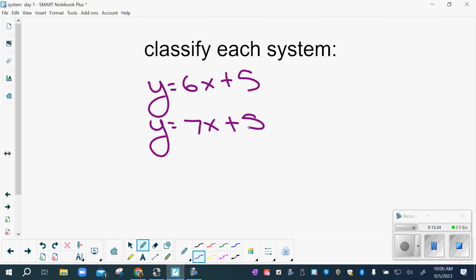Okay, talk to your neighbors right now. Take a look at this. Here are your choices: consistent dependent, consistent independent, or inconsistent. So talk to each other. Think to yourself, will they cross? And how many answers will I get?